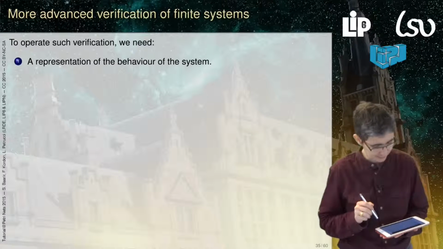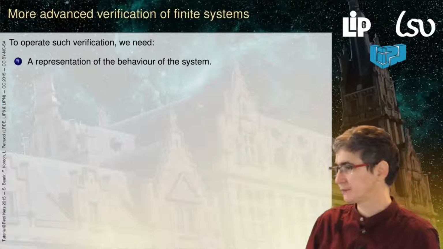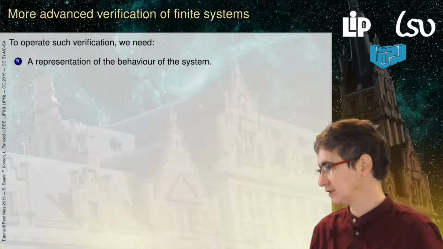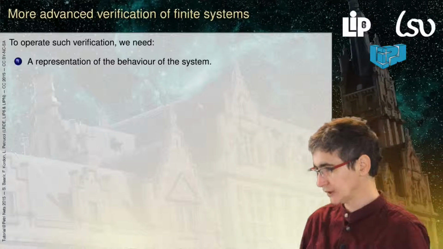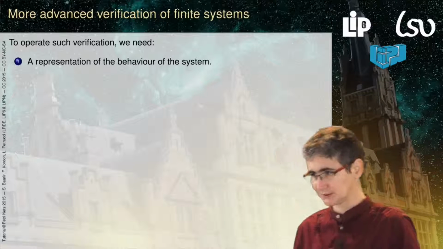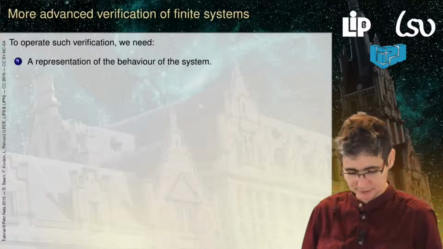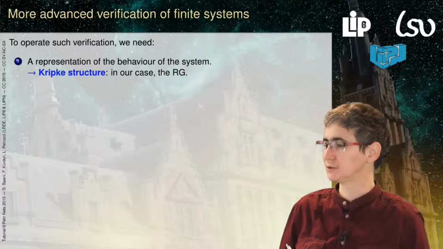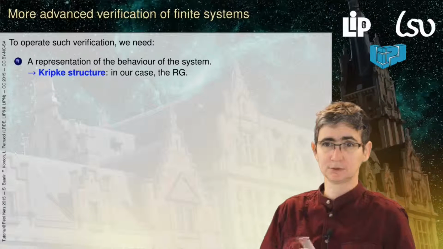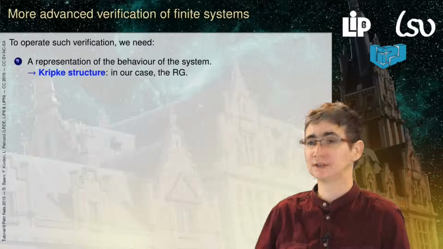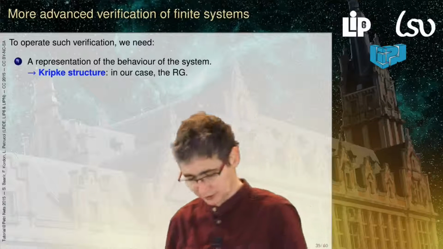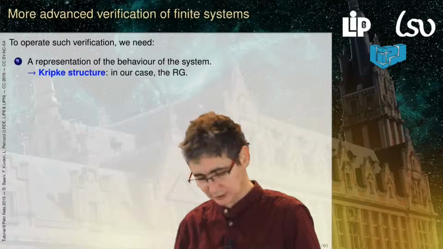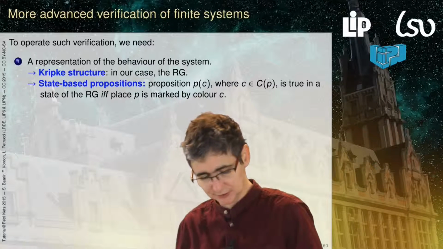Okay. So to apply more advanced verification algorithms, we need a representation of the behavior of the system, and in our case we'll use the reachability graph. So we've seen how to build it. We have this Kripke structure, which is the reachability graph, that we'll use for representing the behavior of the system.